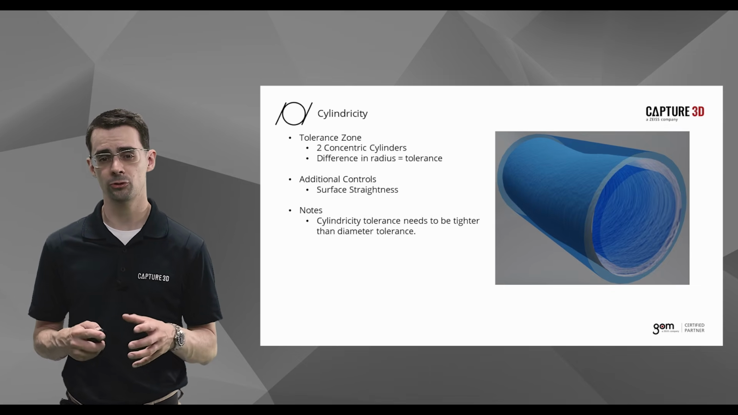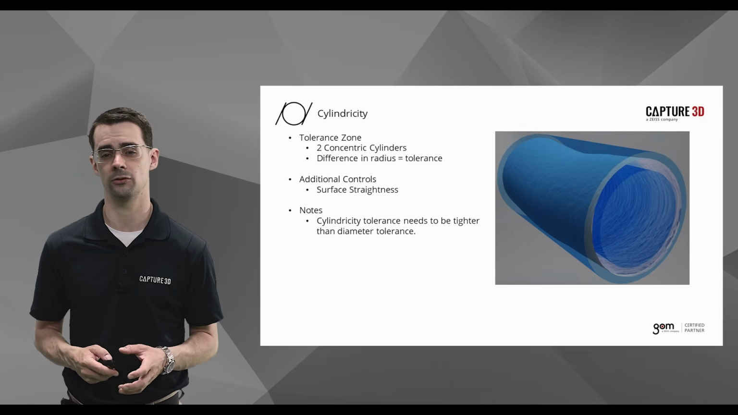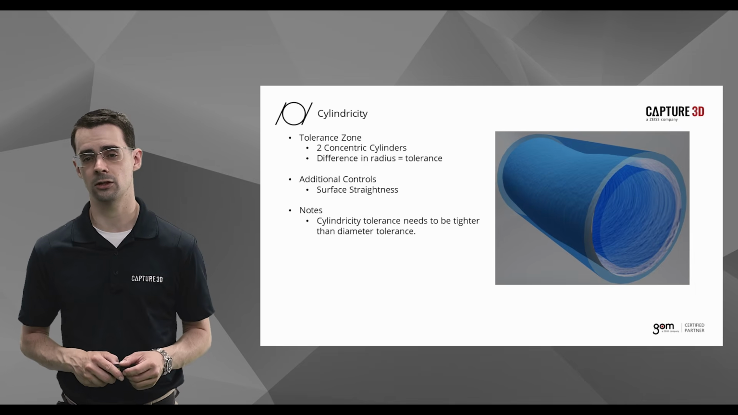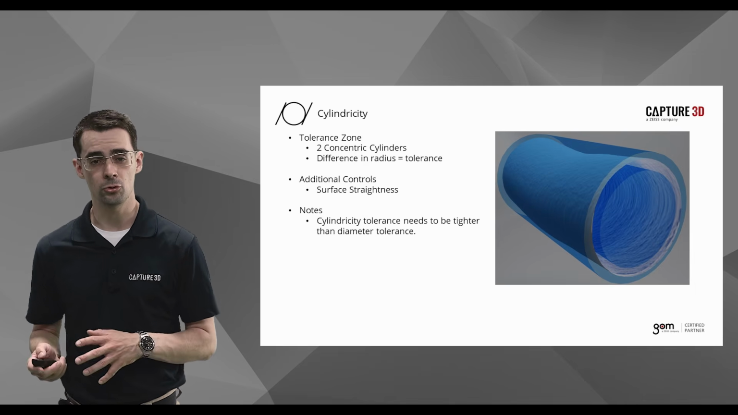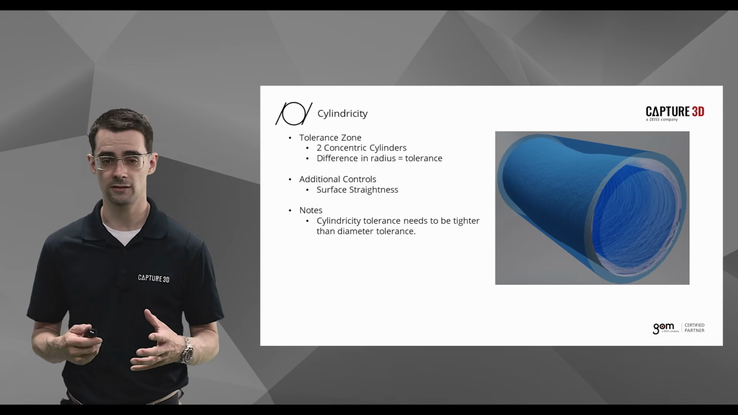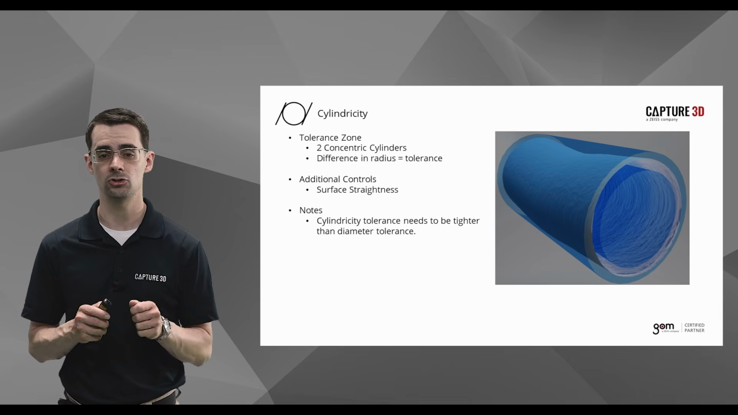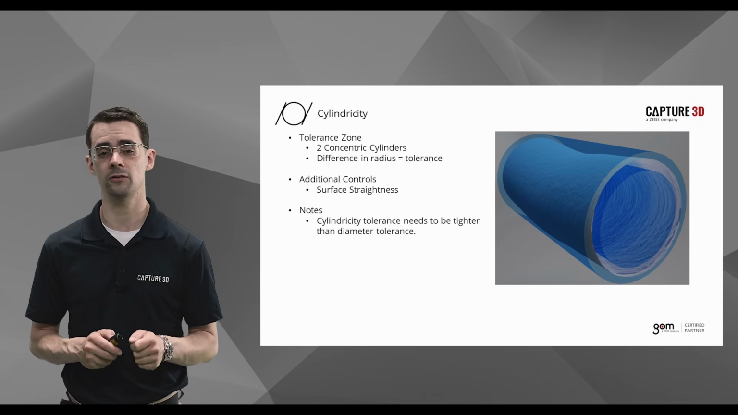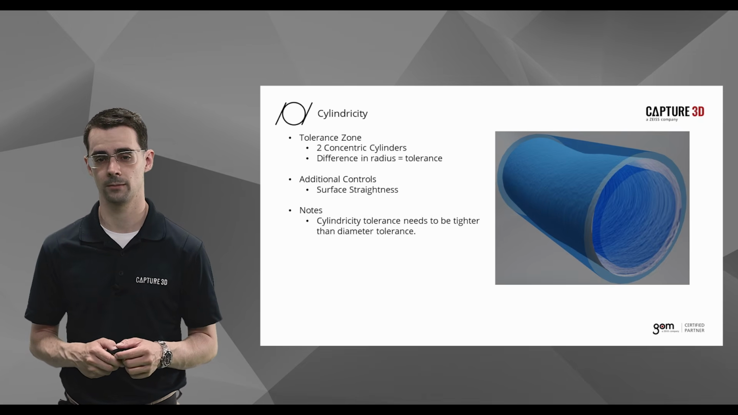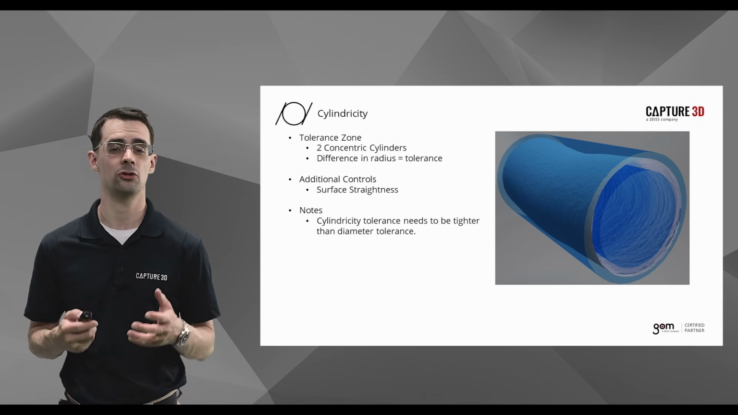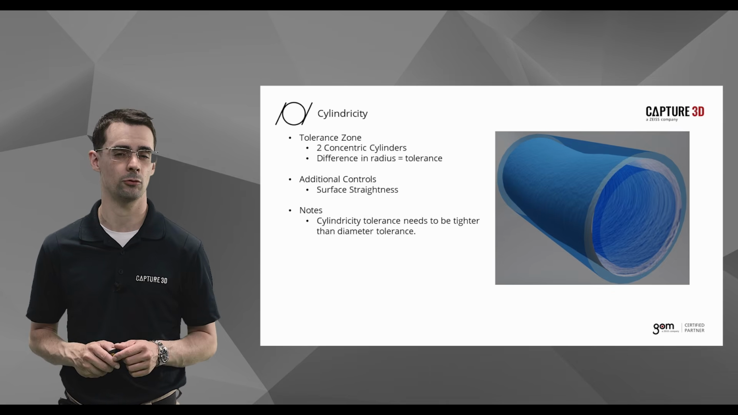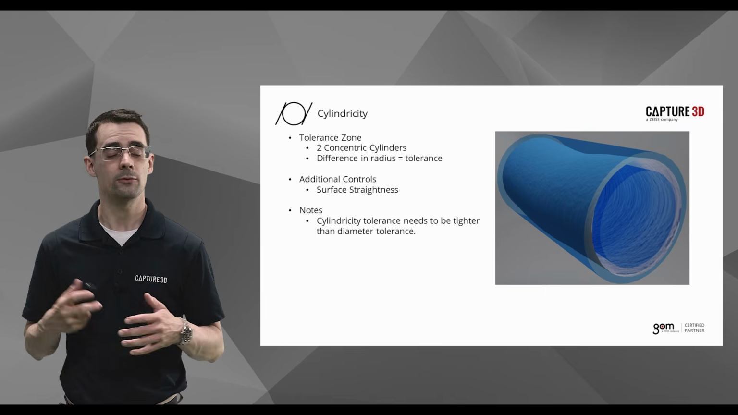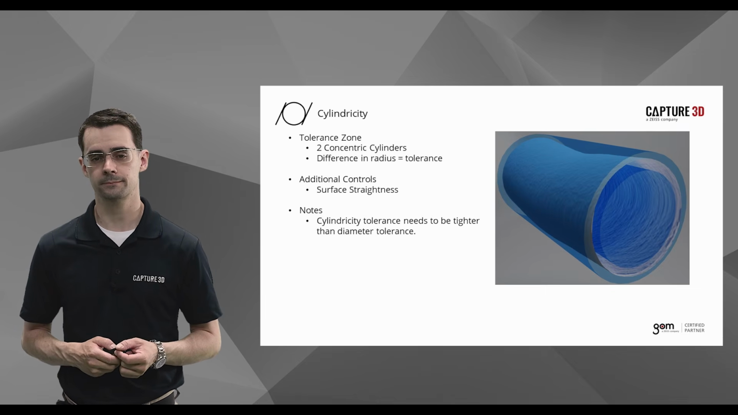The tolerance zone for cylindricity is 2 concentric cylinders, and the difference in the radius of these cylinders is equal to the size of the tolerance zone. We're allowed to move, rotate, and even grow and shrink these concentric cylinders any way we need to totally enclose our surface. If we can totally enclose the surface of our cylinder, then it passes. As a bonus, cylindricity controls surface straightness of your cylinder. You can see here that if the cylinder was badly macaronied, it would violate the tolerance zone.